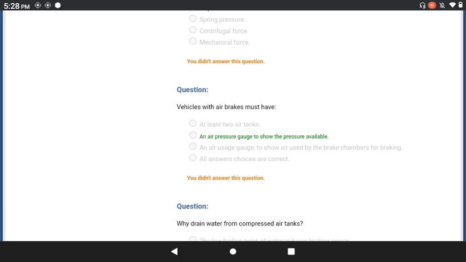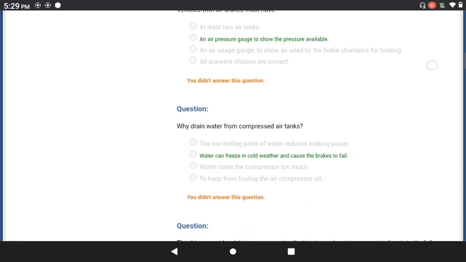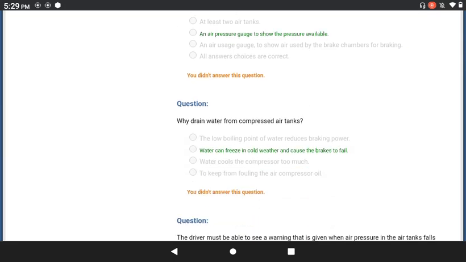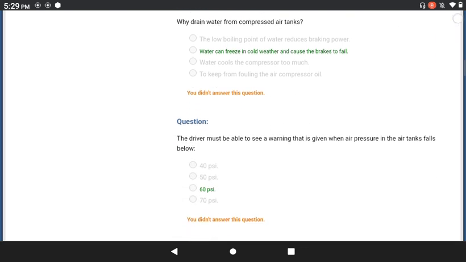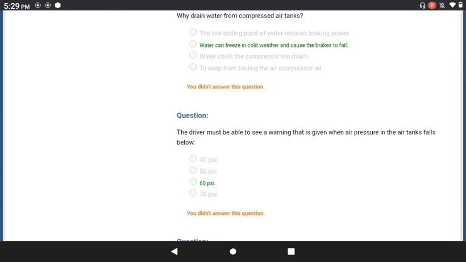Vehicles with air brake systems must have an air pressure gauge to show the pressure available. Why drain water from compressed air tanks? Water can freeze in cold weather and can cause brakes to fail. The driver must be able to see a warning that is given when the air pressure in the tanks falls below 60 psi.